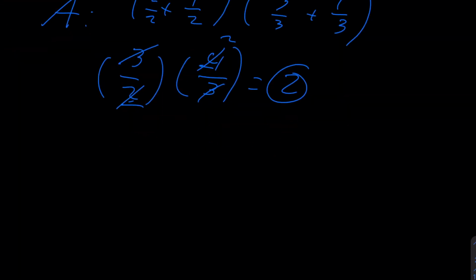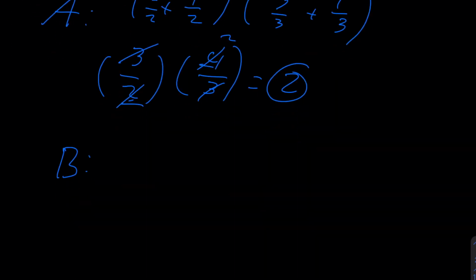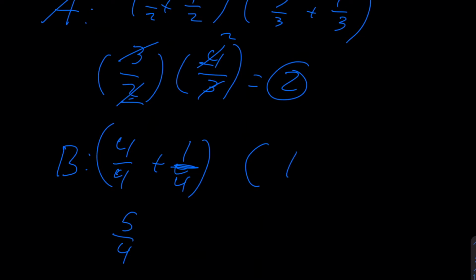Now let's take B, it's the same method. You have 4 over 4 plus 1 over 4, which is going to be 5 over 4, being multiplied to 5 over 5 plus 1 over 5. And there we have it. It's 5 over 4 being multiplied to 6 over 5.